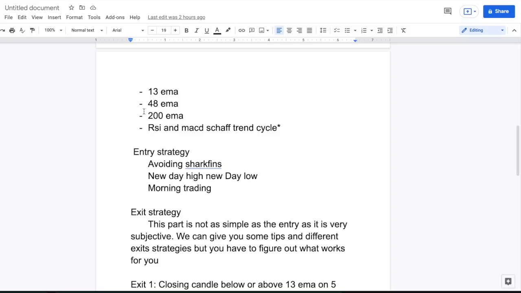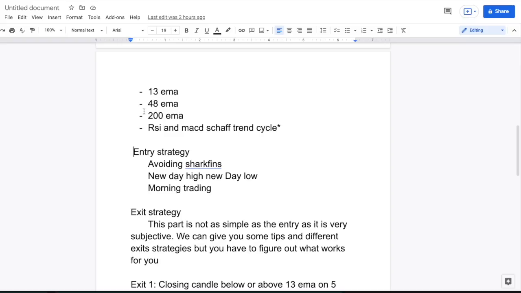But this is kind of what I look for. And then for exit strategies. So exit strategies are not as simple, in my opinion, as entry strategies, just because they're a little bit more subjective. A lot of you guys are going to have different risk tolerances, different goals. But at the end of the day, we want you guys to be very, very consistent and on the same page.